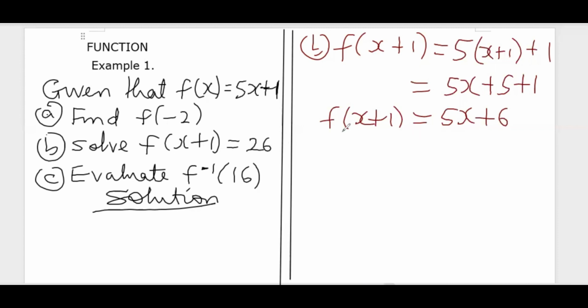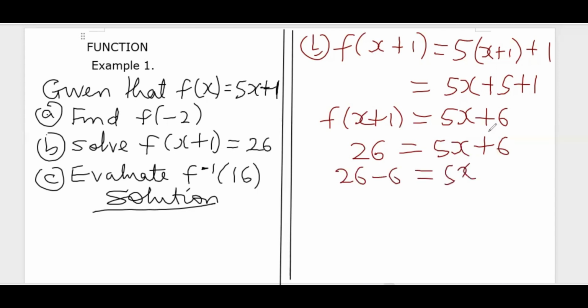But in this equation, we have to solve f of x plus 1 equals 26. That means f of x plus 1 here is equal to 26, and the expression for f of x plus 1 is this. So we can conveniently equate them. Then we solve the equation. Collect the like terms. We have 26 minus 6 equals 5x, and we have 20 equals 5x. Eventually, to get the value of x, we divide both sides by the coefficient of x, which is 5. 20 divided by 5 will give us x equals 4. That means when you solve this equation, you get x equals 4.